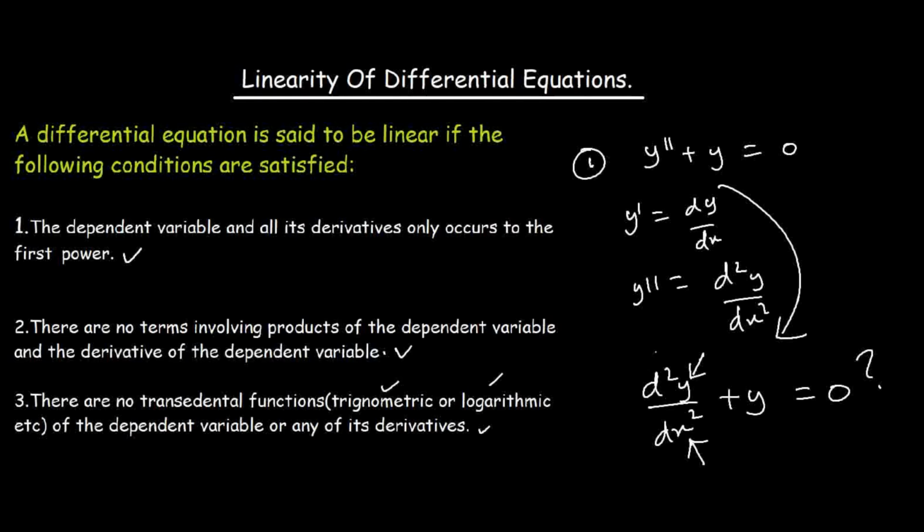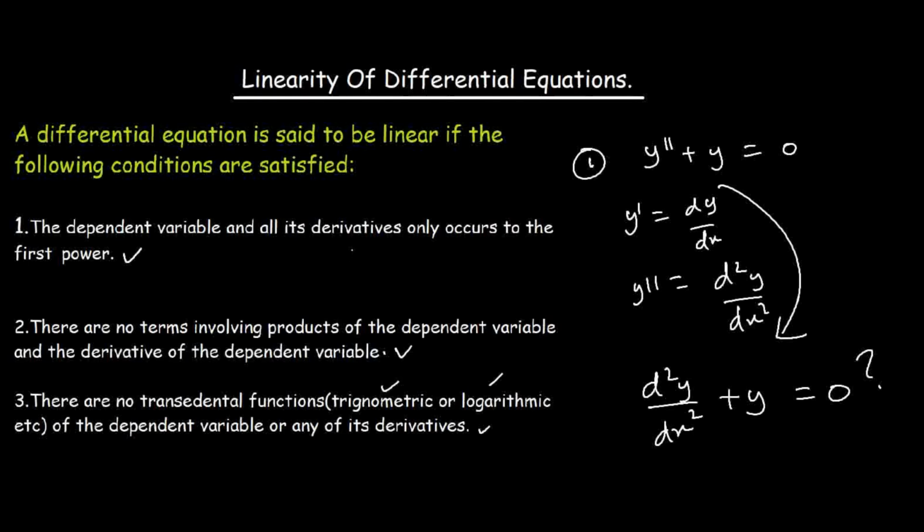So the dependent variable and all its derivatives only occur to the first power. We have the second derivative here and it has a degree of 1. Okay, that's the first power. And then we have the dependent variable itself here, which is also to the power of 1. So the first condition is satisfied.